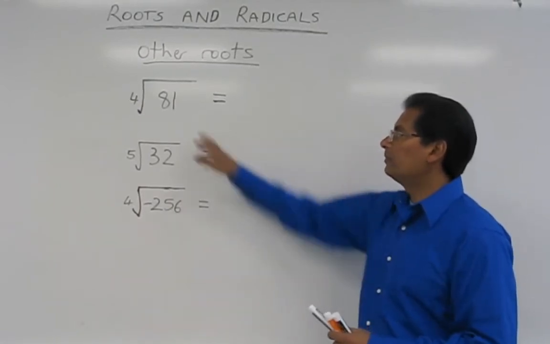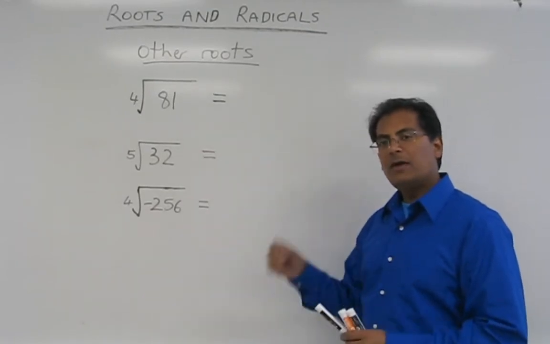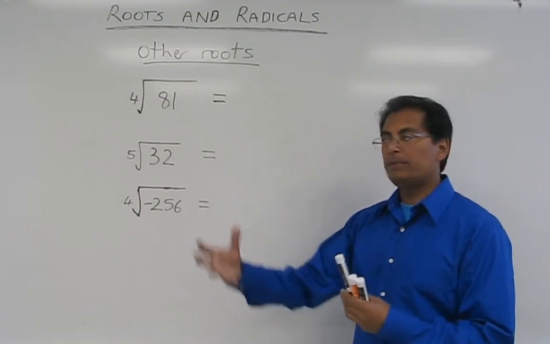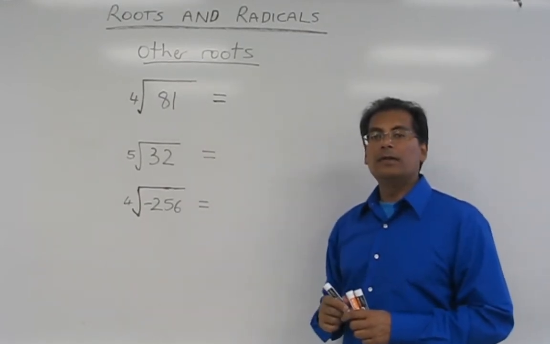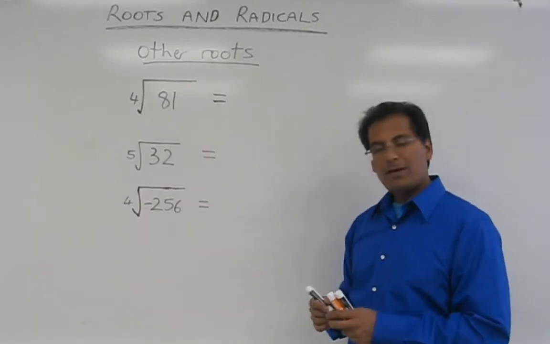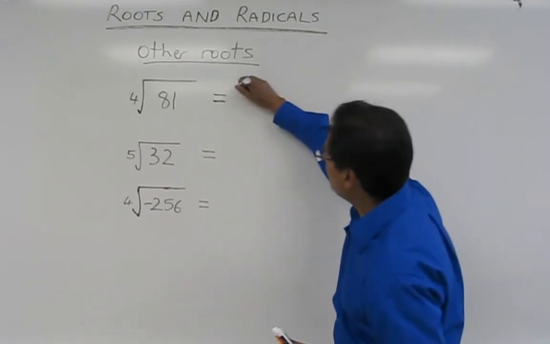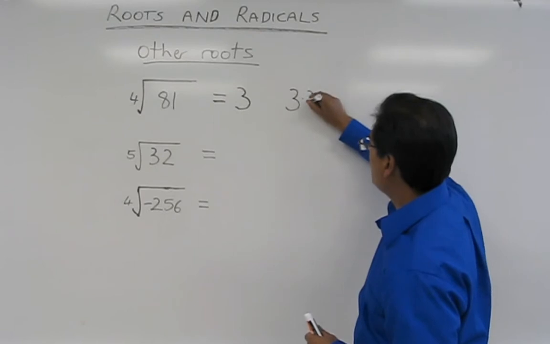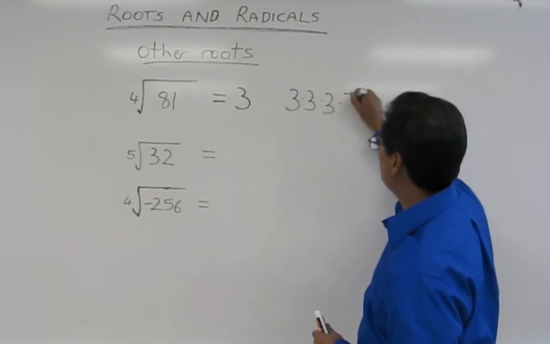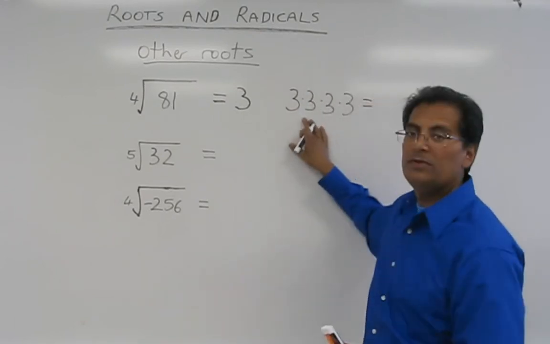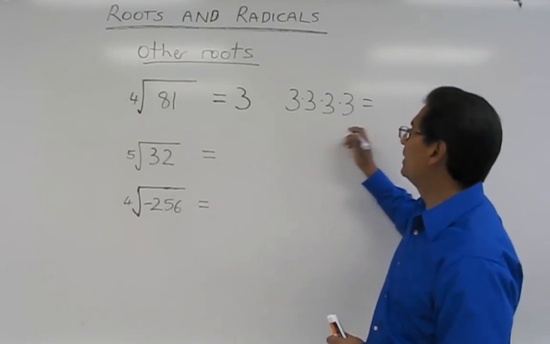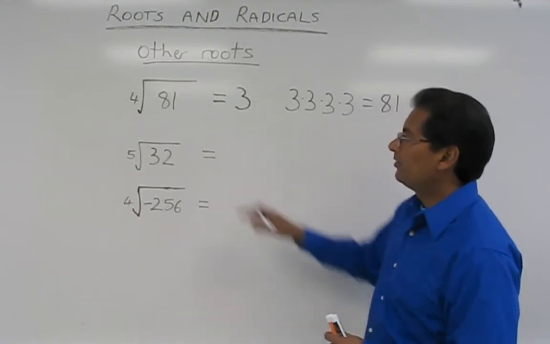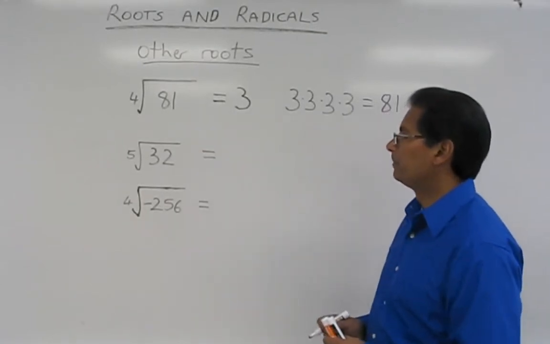Let's look at the fourth root of 81. That's a number that, when you have 4 of them multiplied, to whatever to the 4th power, is going to give you 81. So if you think about that closely, that's going to be 3, because 3 times 3 times 3 times 3, that's 3 times 3 is 9, times 3 is 27, times 3 is 81. So 3 to the 4th power is 81. So the 4th root of 81 is 3.